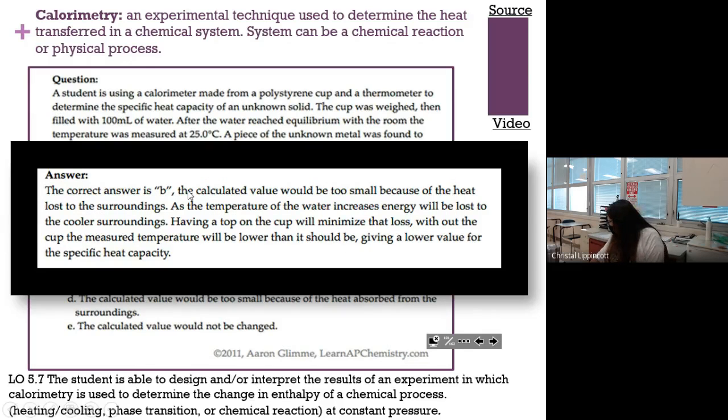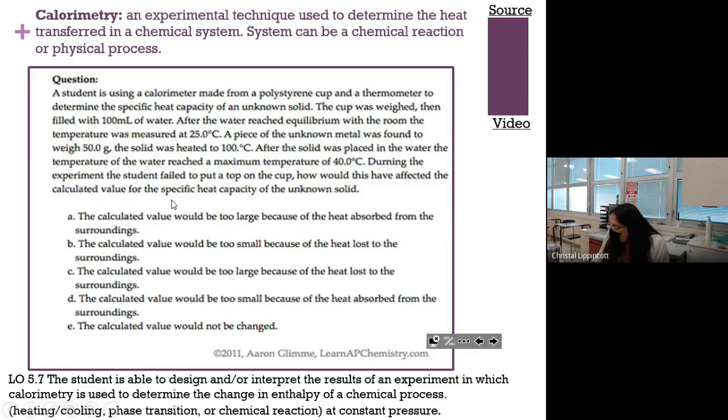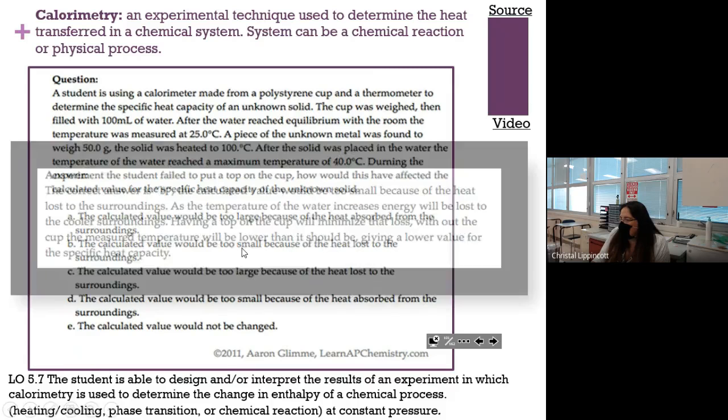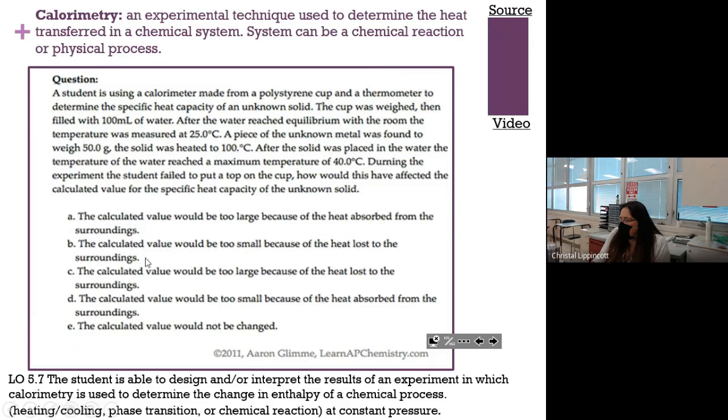B. Did you get B? You got B? Good. Okay. What's the difference between B and C? B, too small, too large. But on our paper it says too small. So it's backwards? On ours, C says the calculated value would be too small because of the heat absorbed from the ground. For us, C is the one that's D on there. All right, so B is the correct answer.